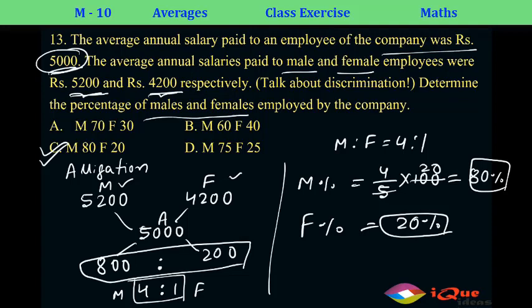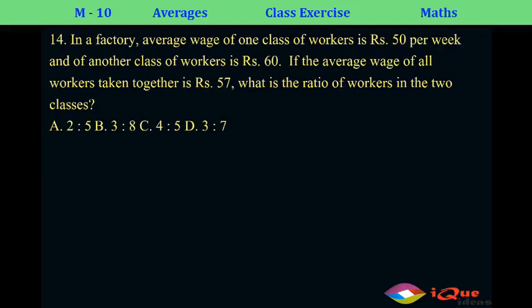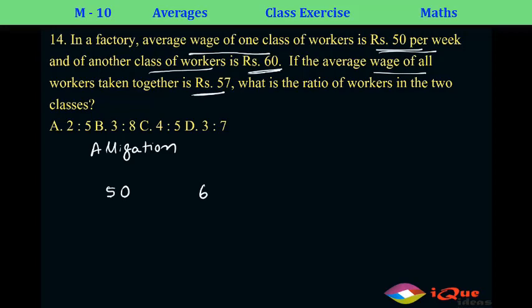Alright, now let's go to the next question. Now this question says, in a factory, the average wage of one class of workers is 50 rupees per week and of another class of workers is 60 rupees per week. If the average wage of all the workers taken together is 57, so it is still a question of allegation. Alright, here there are two groups. Their average wages are 50 rupees per week and 60 rupees per week, and the overall average is 57.